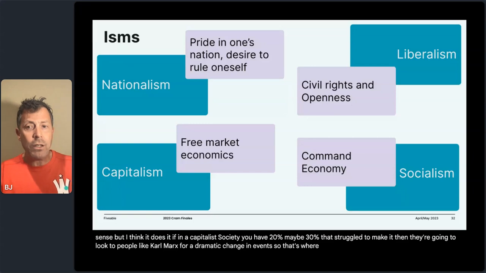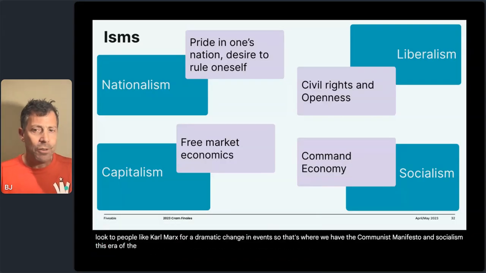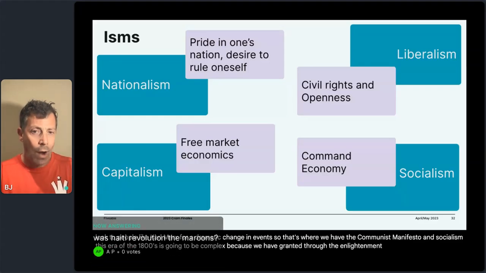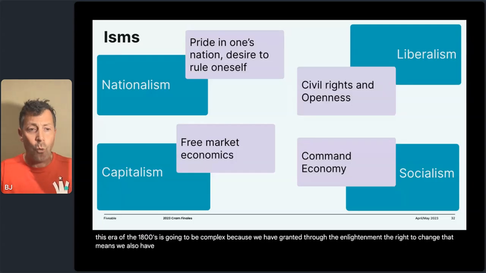So that's where we have the Communist Manifesto and socialism. This era of the 1800s is going to be complex because we have granted through the Enlightenment the right to change. That means we also have the right to debate.